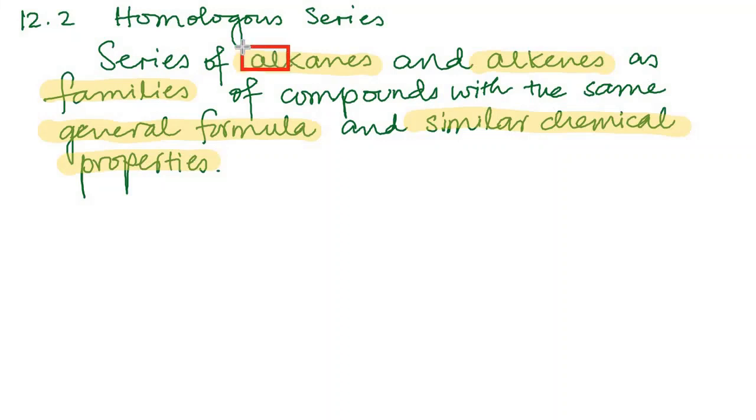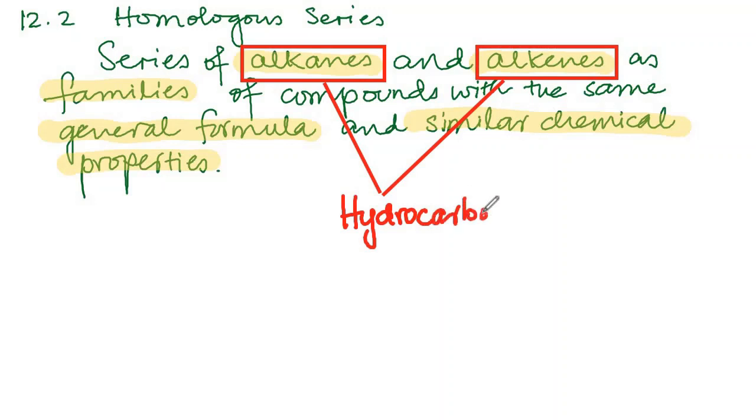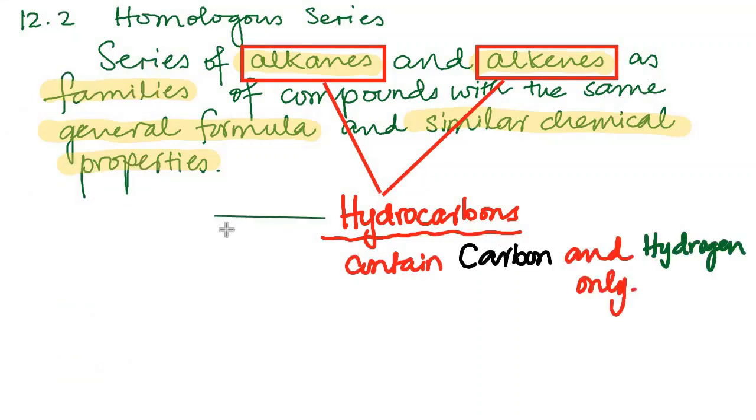As I have mentioned, alkanes and alkenes are the compounds which we can call hydrocarbons. These hydrocarbons are just made up of hydrogen and carbon only. So the hydrocarbons are the compounds which contain carbon and hydrogen only. Hydrocarbons are of two different types. These two types are alkanes and alkenes.